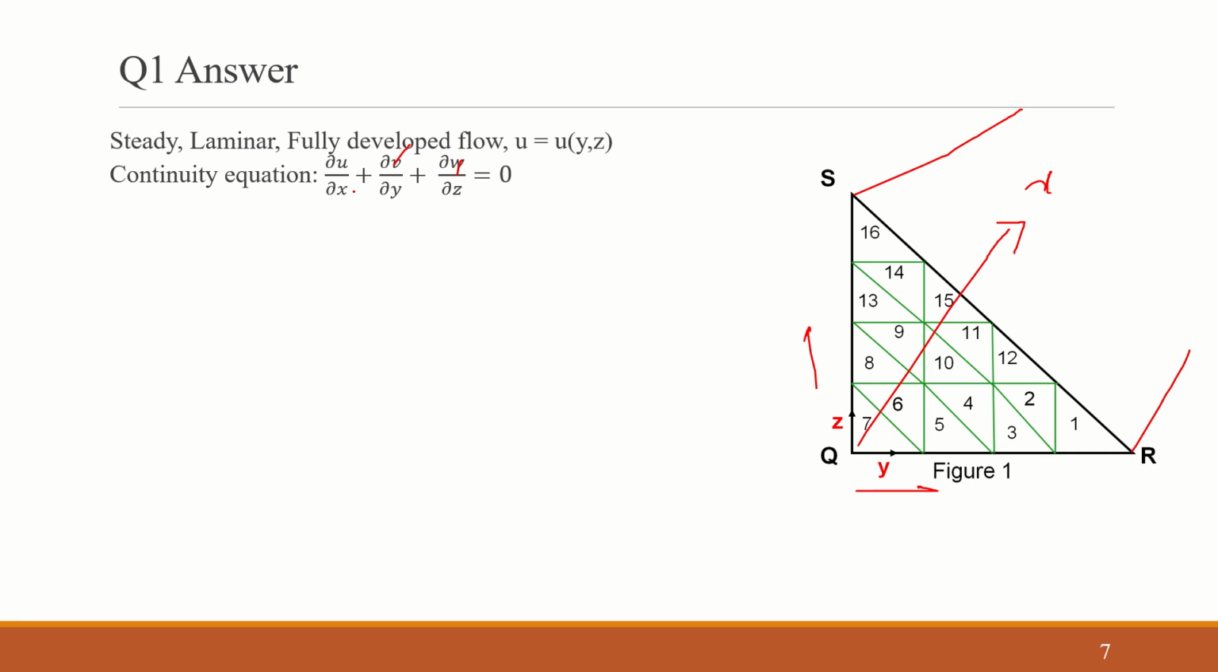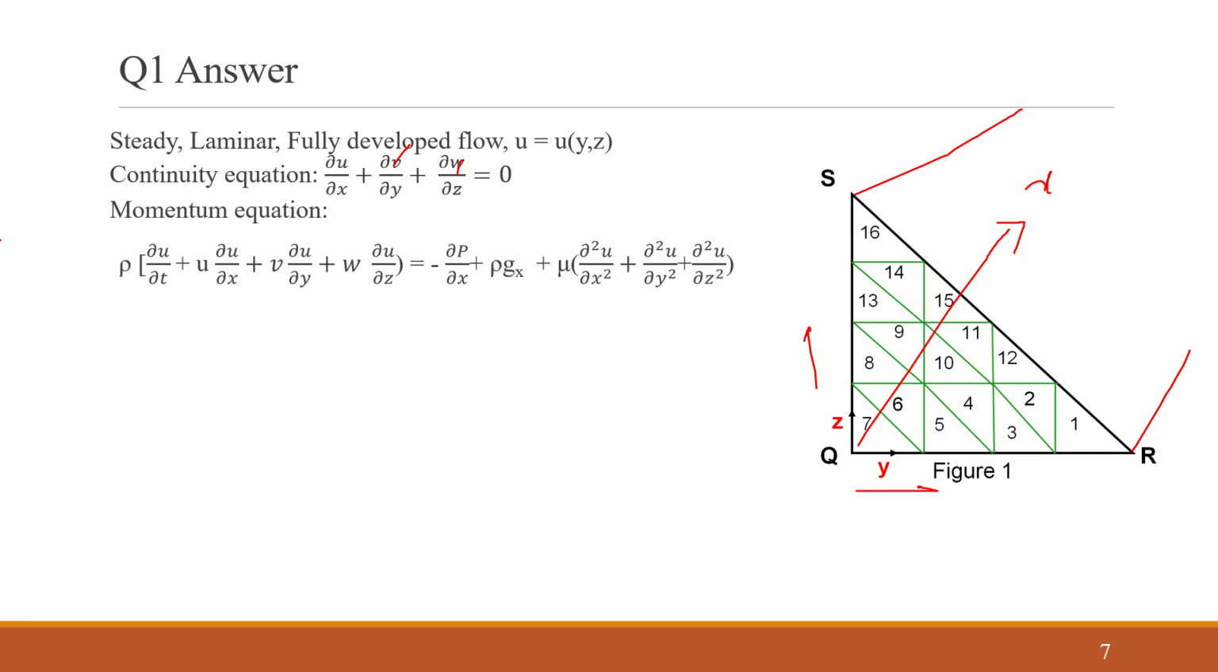Next we are dealing with the momentum equation or the Navier-Stokes equation. So we have three components: x component, y component, and z component. So for the first component, that is x component, we have rho into dou u by dou t plus u into dou u by dou x plus v into dou u by dou y plus w into dou u by dou z equal to minus dou p by dou x plus rho gx plus mu into dou square u by dou x square plus dou square u by dou y square plus dou square u by dou z square.